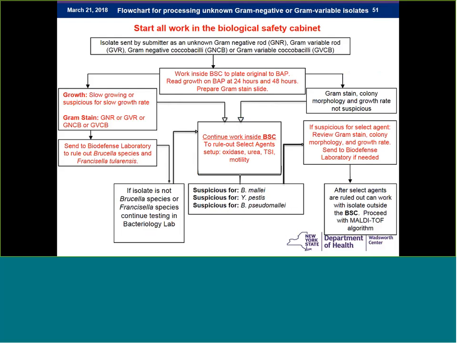While at first glance, the new algorithm seems overly complex, it is actually simplified. The change in the algorithm is to immediately send isolates to the biodefense lab that are slow-growing and have suspicious gram stains. Previously, isolates were sent to the biodefense lab only after performing biochemical tests. This gives us rapid detection of select agents such as Brucella. Additionally, you will notice the use of biosafety cabinets throughout the testing procedure until select agents are ruled out.